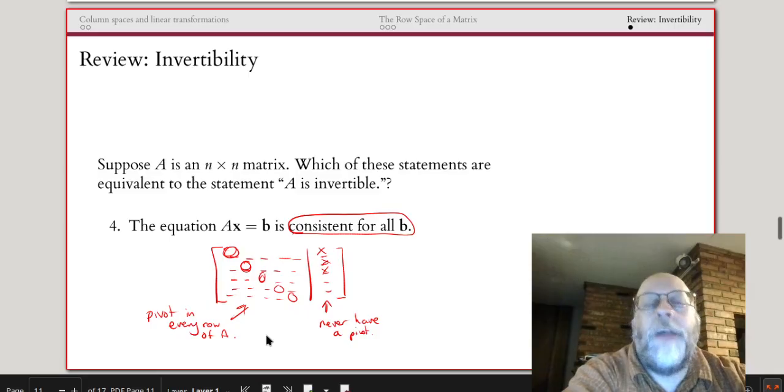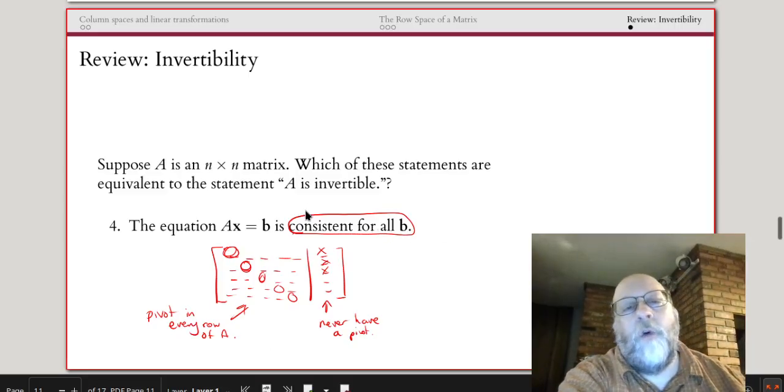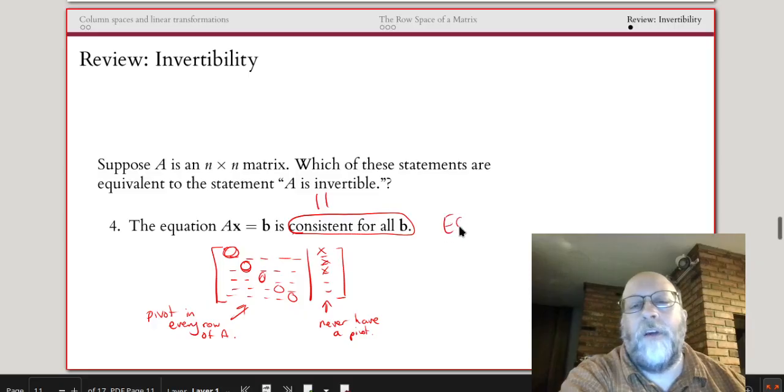And again, because A is square, having a pivot in every row and having a pivot in every column are equivalent. And therefore, we have a pivot in every row and every column. And so this is invertible. And so this statement is equivalent.